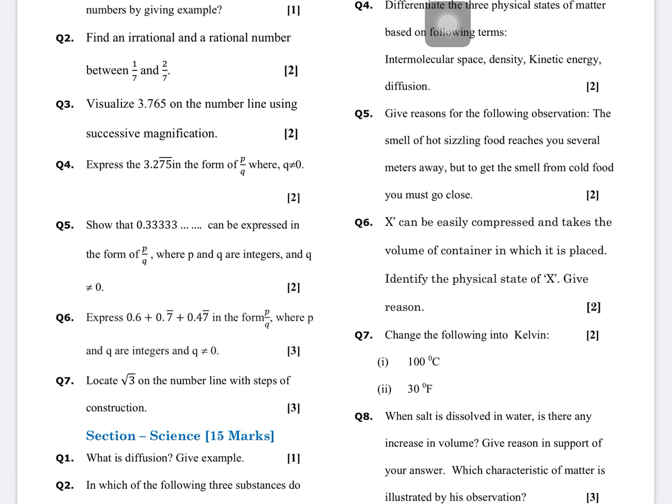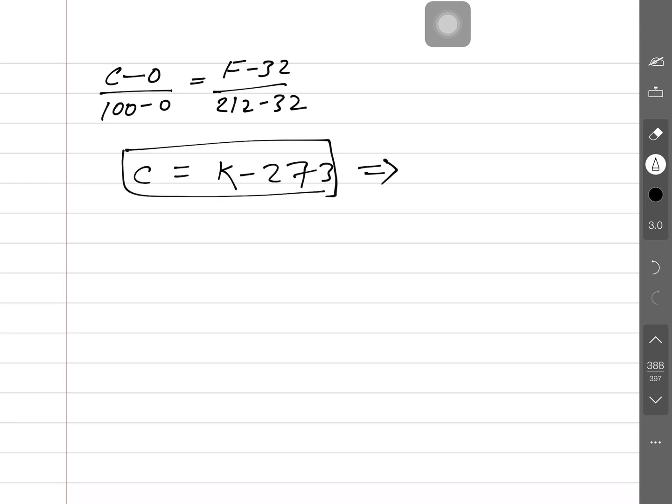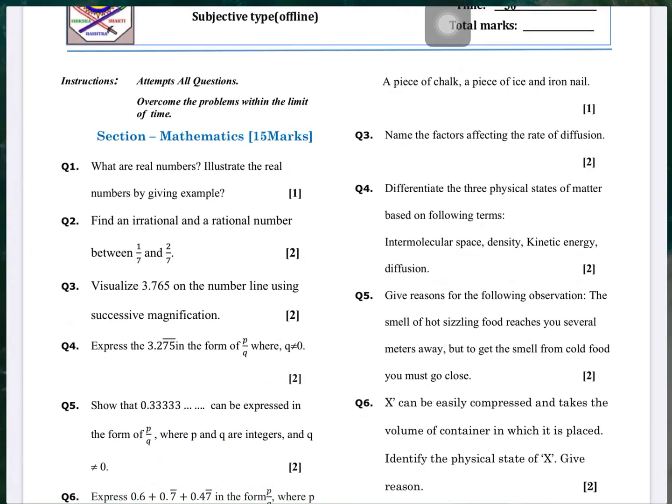You can collect the formula between degrees Celsius and Kelvin. The formula is C is equal to K minus 273. This is the relationship between degrees Celsius and Kelvin. You can directly input the values here, and I will tell you later how this formula comes. Next, you may check where the question is.